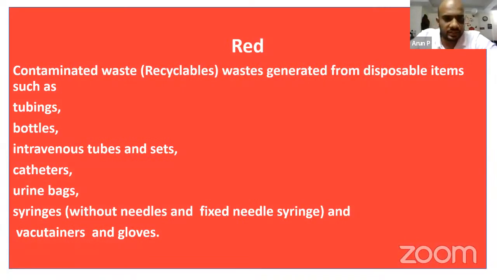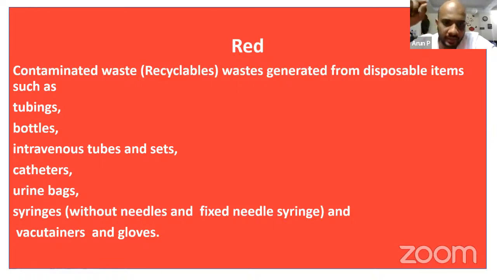Now we have the second category, which is red. Very important, frequently asked questions from this red category. Red starts with R, so red is all the recyclable waste. Contaminated waste or the recyclable waste generated from disposable items such as tubings, bottles, intravenous tubes like IV set, your Foley's catheter, okay, your Ryle's tube, your urine bag, urometer, okay. Then the gloves which you use, then syringes. Syringe without needle will go into the red bag, okay.